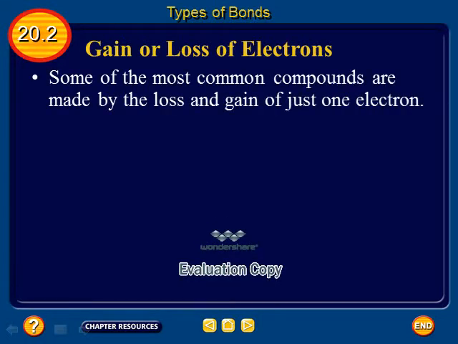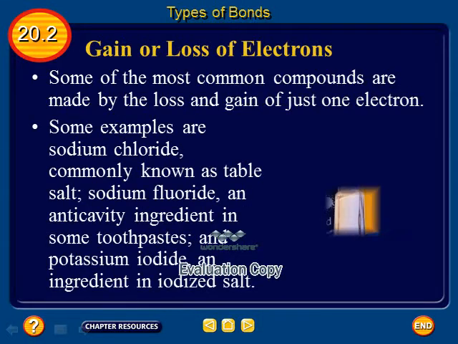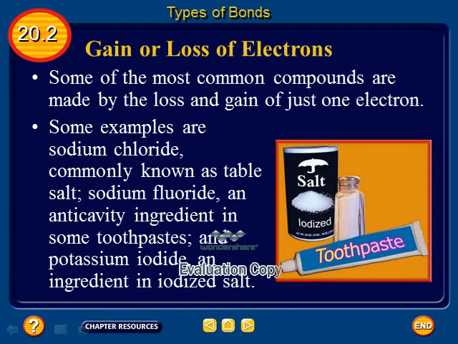Some of the most common compounds are made by the loss and gain of just one electron. An example, sodium chloride, commonly known as table salt, sodium fluoride, an anti-cavity ingredient in some toothpaste, and potassium iodide, an ingredient in iodized salt. These are all compounds formed by the loss and gain of just one electron.